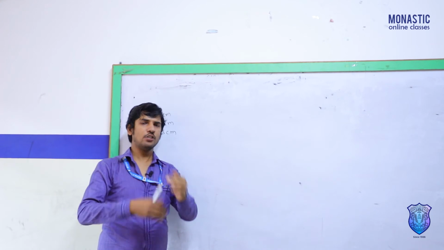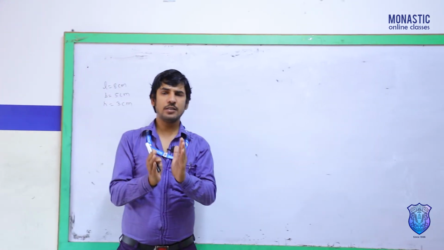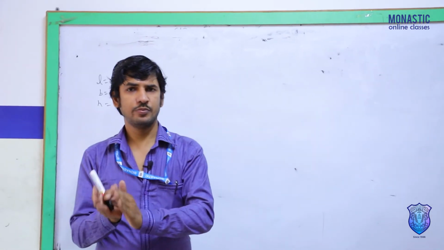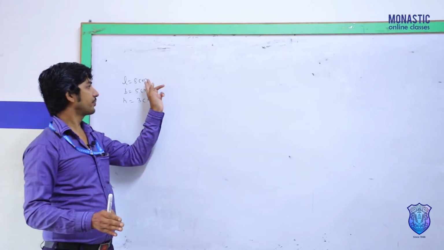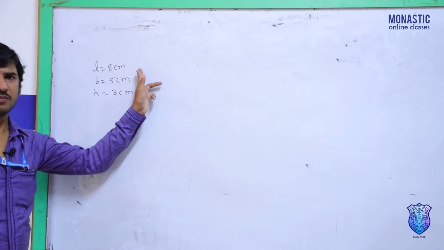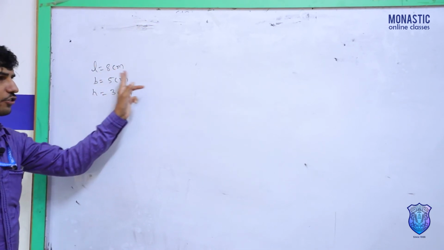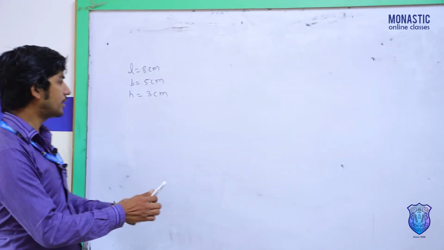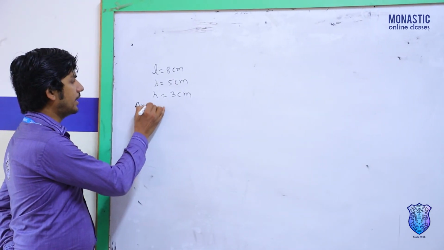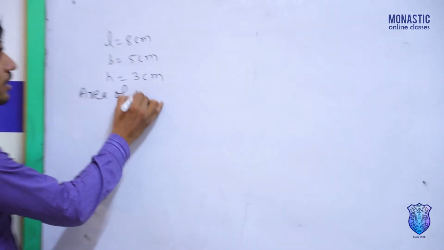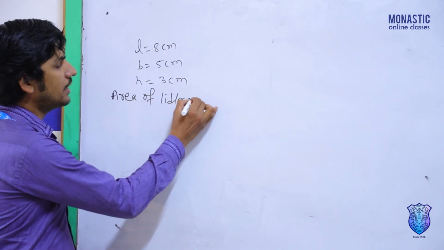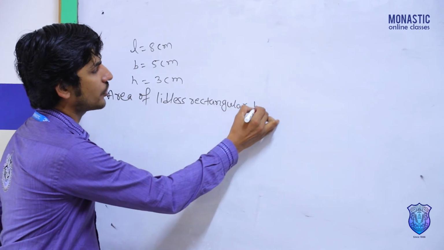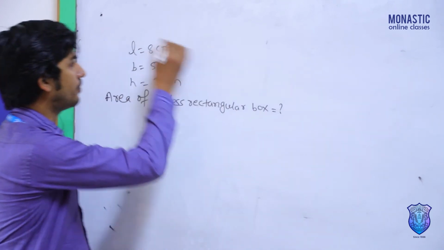Now we are going to find out area of lidless rectangular box. For that, see, length is equal to 8 cm given here. Breadth is equal to 5 cm. Height is equal to 3 cm. So what is our question? Our question is to find here area of lidless rectangular box. This is our question.